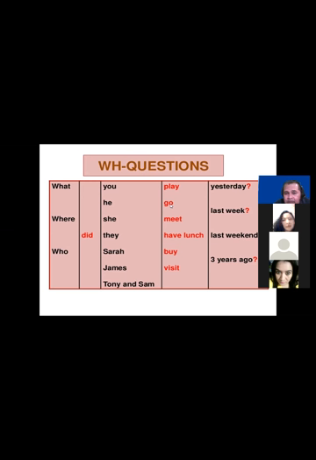So in this case, everybody, we have the different questions. We construct questions. We have an auxiliary, we have the subject, and we have the verb. The verb is in the original form. Don't forget it, please. And if you see, it's the same auxiliary. Siempre vamos a tener el mismo auxiliar. Okay? The same auxiliary.